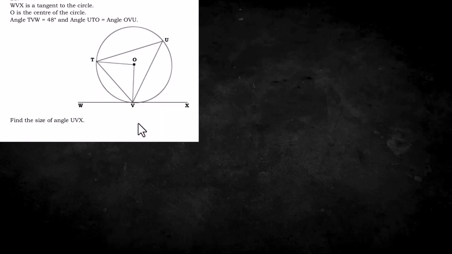Okay, so WVX is a tangent to the circle. O is the center of the circle. Angle TVW is 48. So TVW, this side is 48. And if this side is 48, this side will be 48 because of the alternate segment theorem.